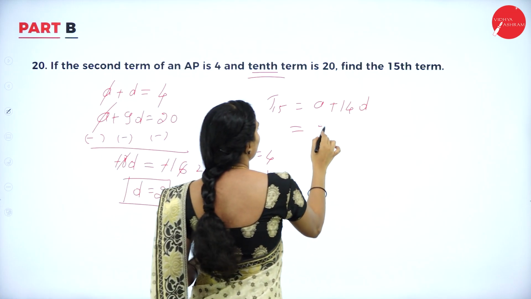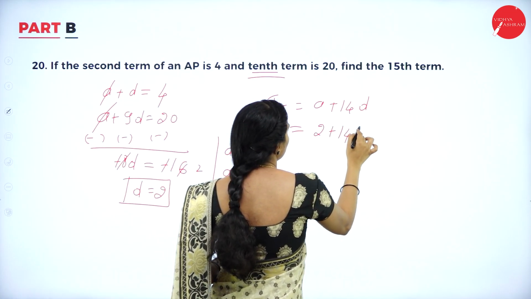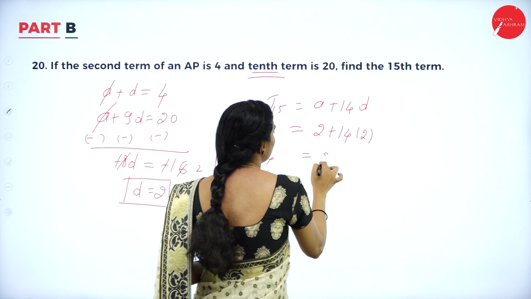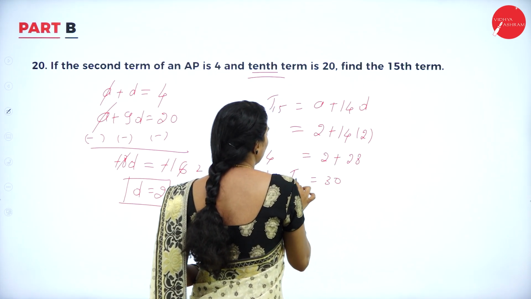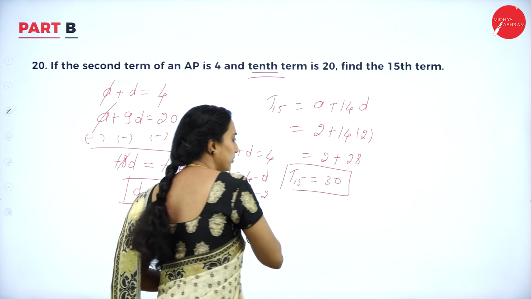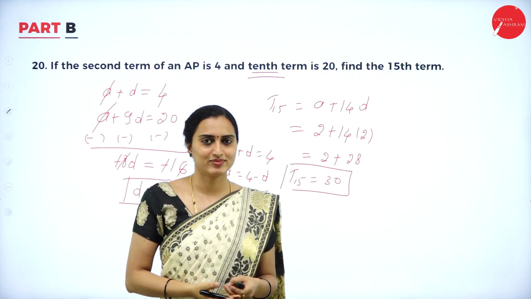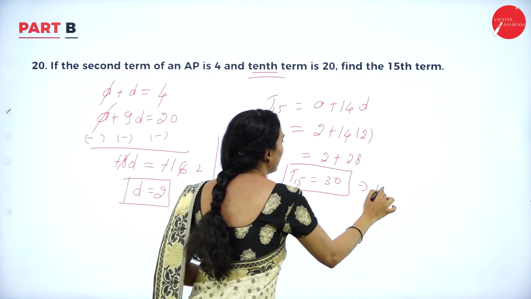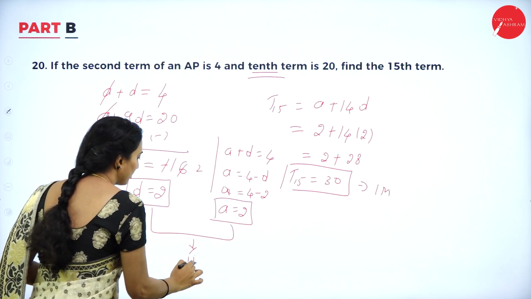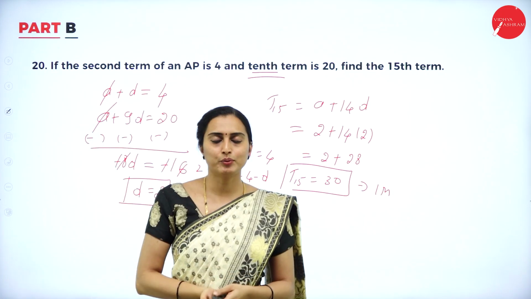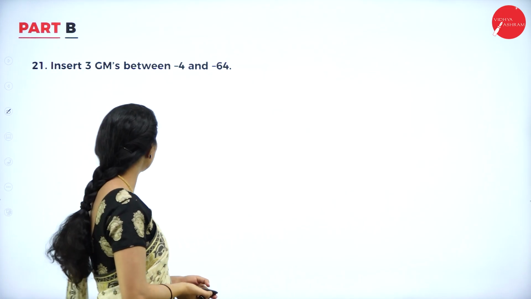So A is 2 plus 14 into D, which is 2. So T15 is 2 plus 14 2s are 28, which is nothing but 30. So the 15th term is nothing but 30. This will be carrying 1 mark. Finding these two answers will be 1 mark. Okay, I hope you got this one. Now we'll be moving on to the next question.